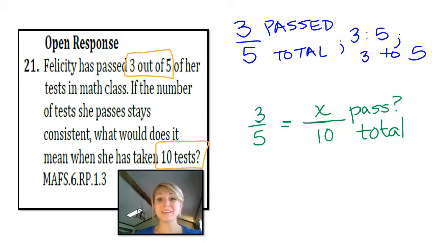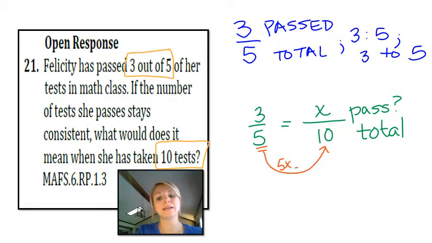So now we're going to look at this and try to figure out the pattern. Well, let's look. If I started with my 5, remember what we talked about? With 5, we're always multiplying to get to the bigger number. So 5 times what would give us 10? And we know that pattern would be 5 times 2, right?